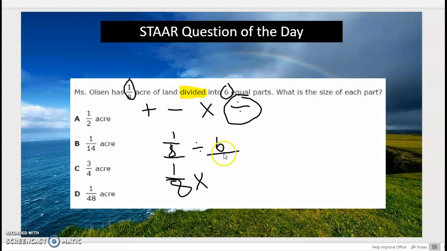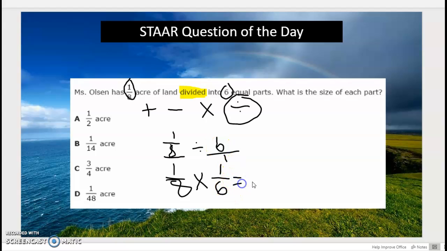Well, my 6 isn't a fraction yet, so I can put a 1 underneath to make it a fraction and then flip it. So the 6 was on the bottom, now it's on the top. I'm sorry, the 1 was on the bottom, now it's on the top. The 6 was on the top, now it's on the bottom.